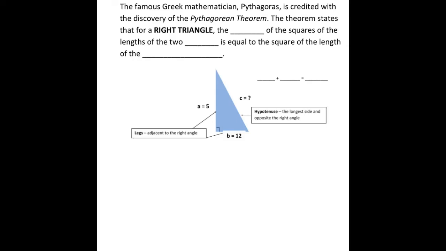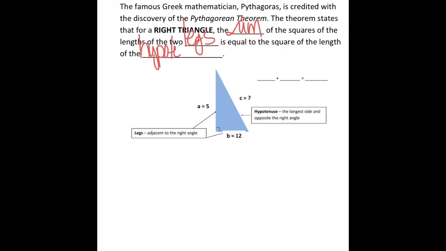Today you will learn about the Pythagorean Theorem. The Pythagorean Theorem was created by a famous Greek mathematician named Pythagoras. The theorem states that for a right triangle, the sum of the squares of the lengths of the two legs is equal to the square of the length of the hypotenuse.